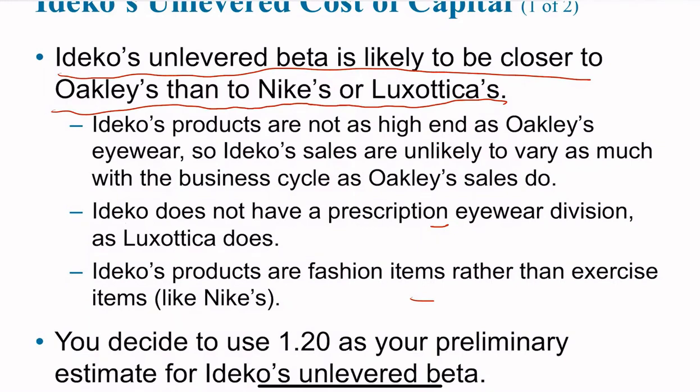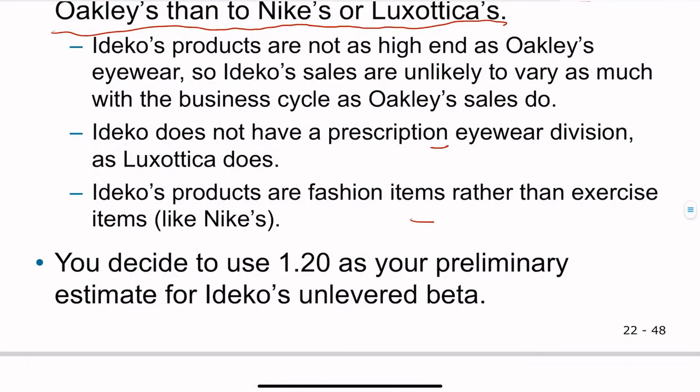So to summarize, your argument is IDACO's business is not so similar to Luxottica and Nike. And IDACO's business is more similar to Oakley's. However, IDACO's products are not as high end as Oakley's. So this implies its beta should be closer to Oakley's, but not as high as Oakley's beta. And you can see that you will use 1.2 as your estimate for IDACO's unlevered beta.